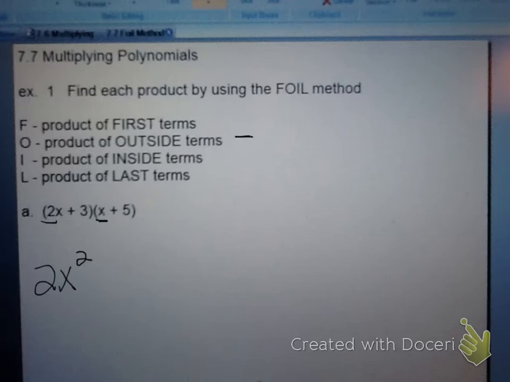O stands for the product of the outside terms. The outside term of each parentheses is what's outside. There's nothing next to it. The 2x would be considered the outside term in the first binomial, and the 5 would be considered the outside term in the second binomial. I like to draw the part of a happy face. I'm going to multiply those two together. 2x times 5 is 10x.